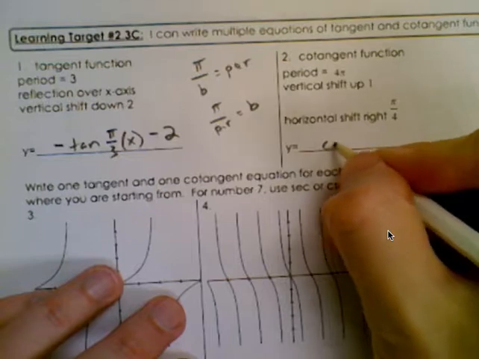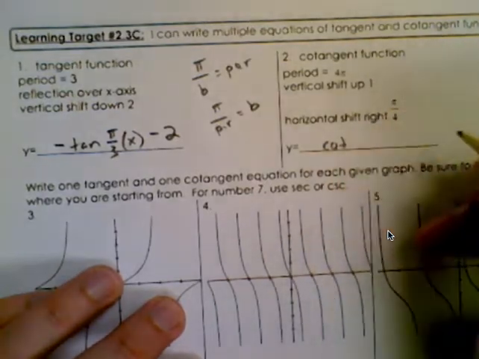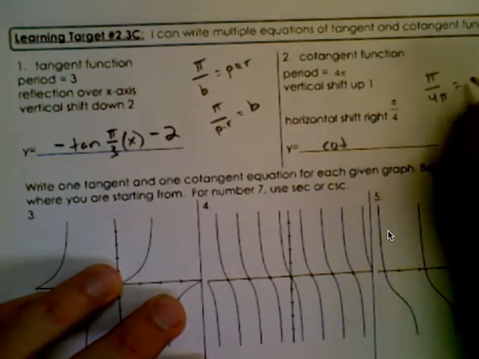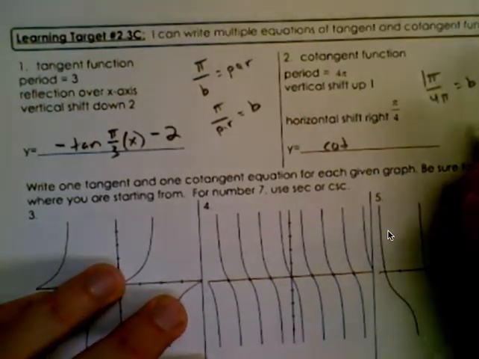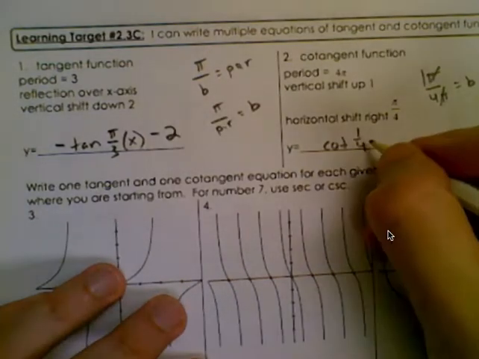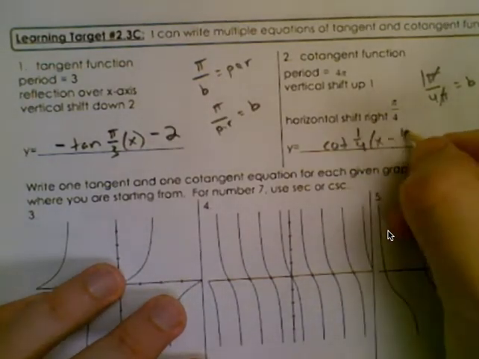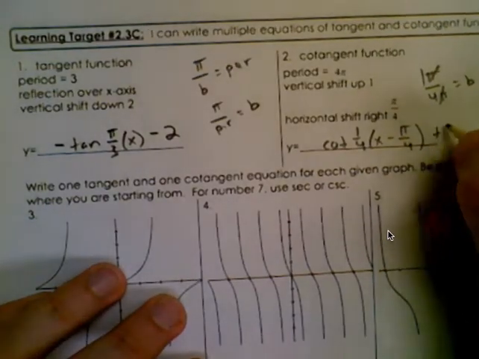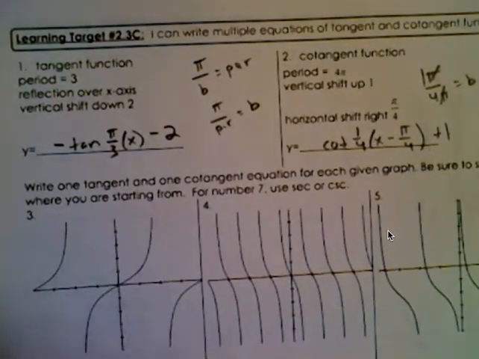For 2, we're going to do the same thing. We need a cotangent function. We know the period is 4 pi, so that means pi over 4 pi has to equal b. That's really a 1 there. Those cancel. Gives us a b value of 1/4. It has a horizontal shift of pi over 4 to the right, so I have x minus pi over 4. It's shifted up by 1, and that would be a perfectly good function.